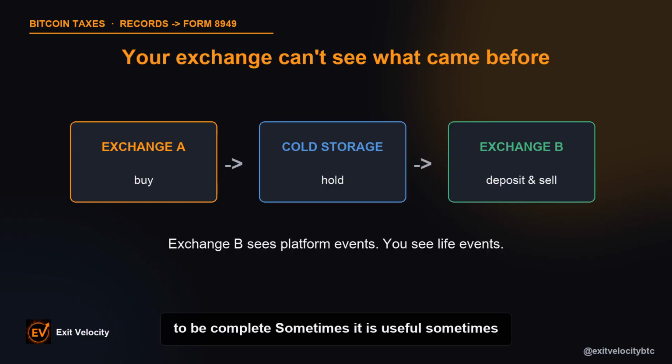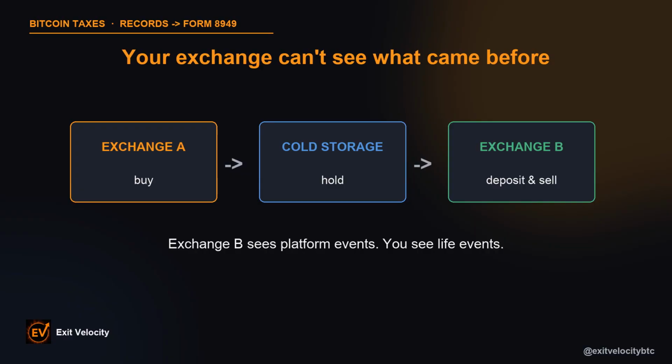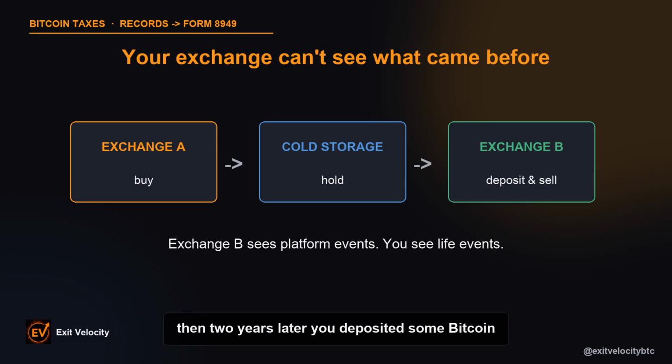Sometimes it is useful, sometimes it is not. But the problem is not always that the exchange is bad. The problem is that the exchange may not know what happened before the coins arrived. Imagine you bought Bitcoin on exchange A, then you withdrew to cold storage, then 2 years later you deposited some Bitcoin into exchange B and sold it.